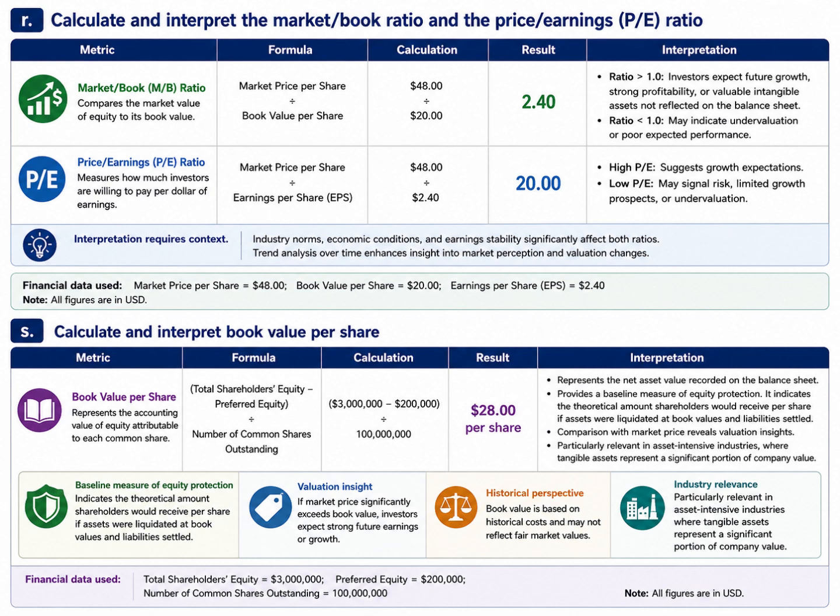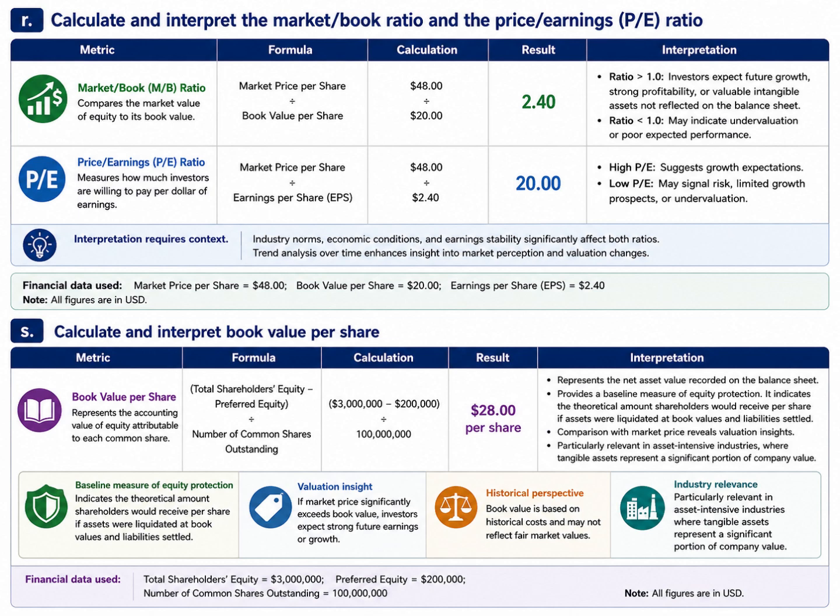The price/earnings PE ratio measures how much investors are willing to pay per dollar of earnings. It is calculated as market price per share divided by earnings per share EPS. A high PE suggests growth expectations, while a low PE may signal risk, limited growth prospects, or undervaluation. Interpretation requires context. Industry norms, economic conditions, and earning stability significantly affect both ratios. Trend analysis over time enhances insight into market perception and valuation changes.